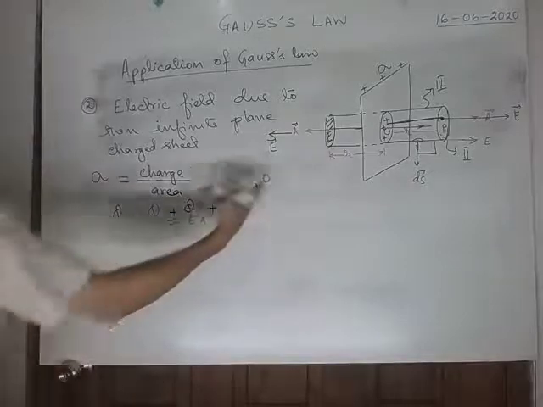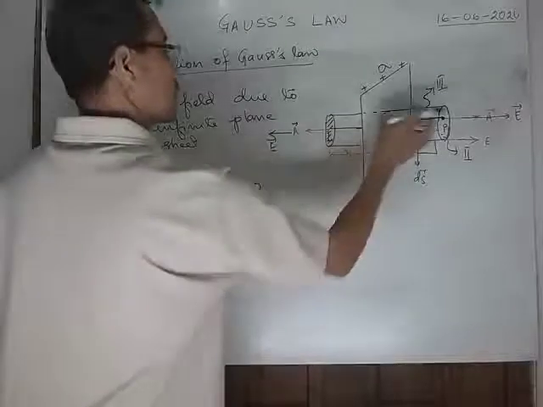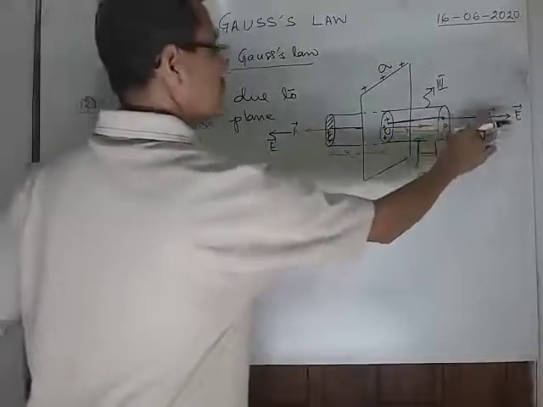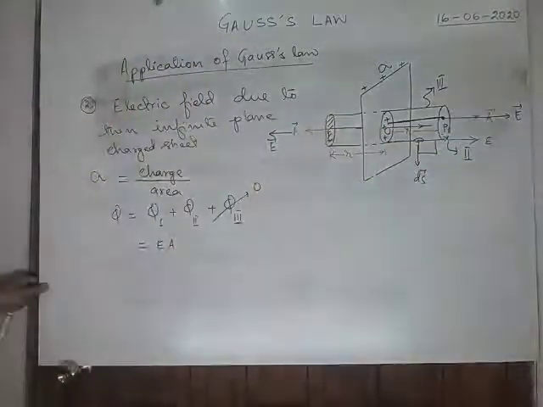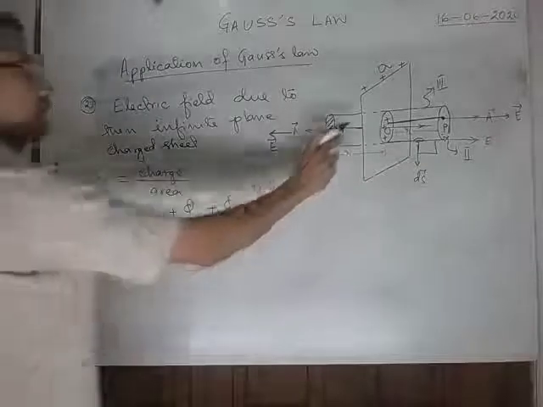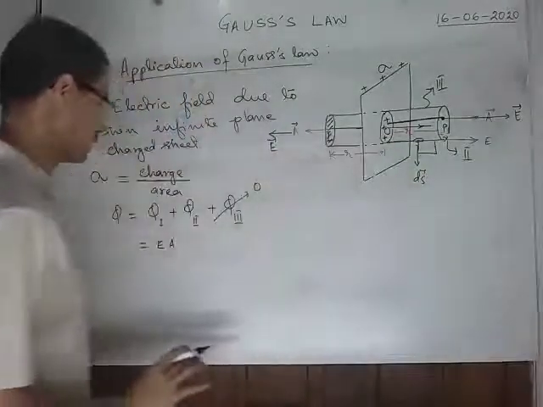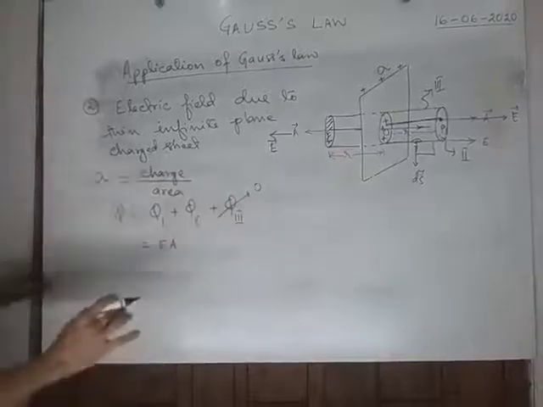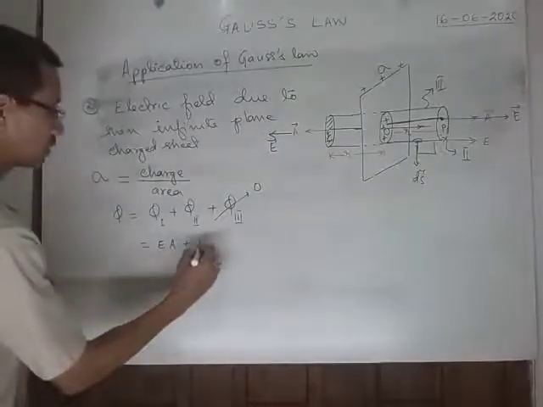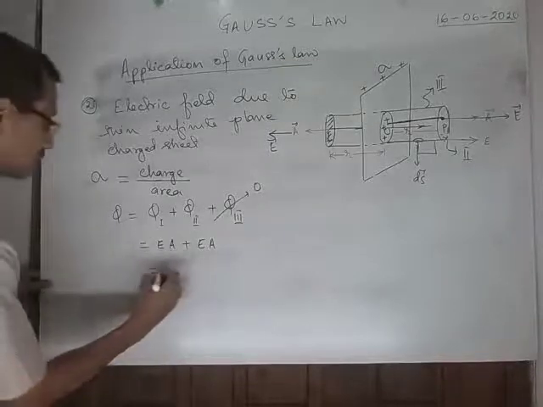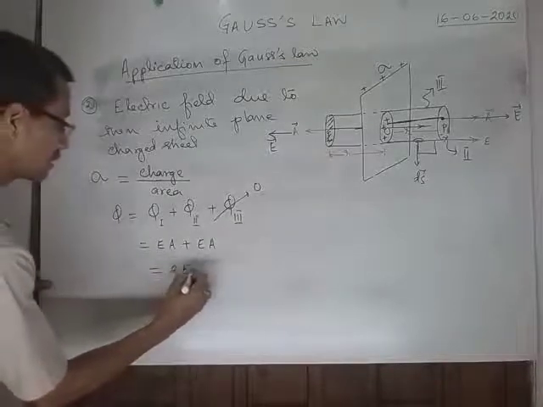And as the distance is the same, the magnitude of the electric field E at these two surfaces, surface 1 and surface 2, will be remaining constant. So it will be EA here also, and we can write this as twice EA.